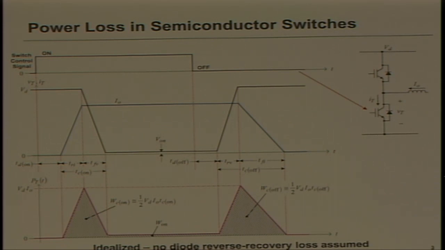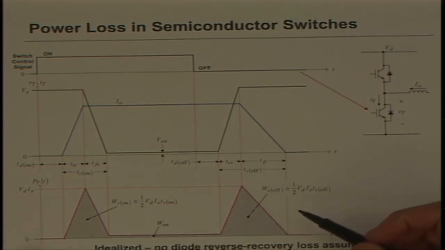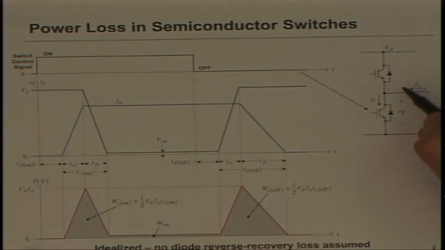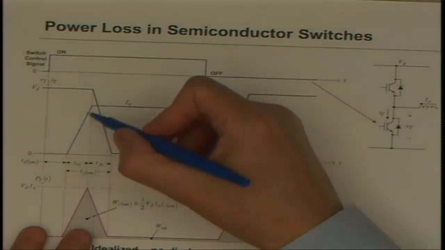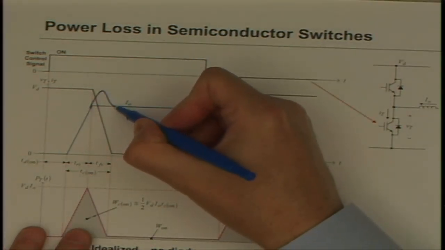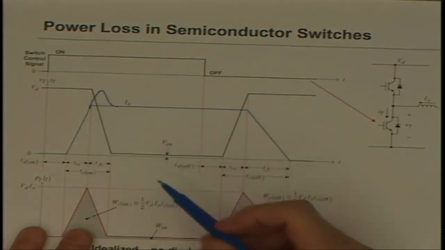So this is all idealized, and in real life what you have is that as you pick up this current, I also have to reverse recover the diode. So let me get the blue pen here. So what you really get is this kind of a characteristic where this is the diode recovery.